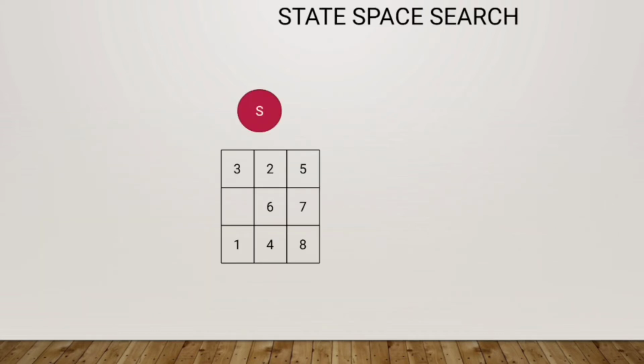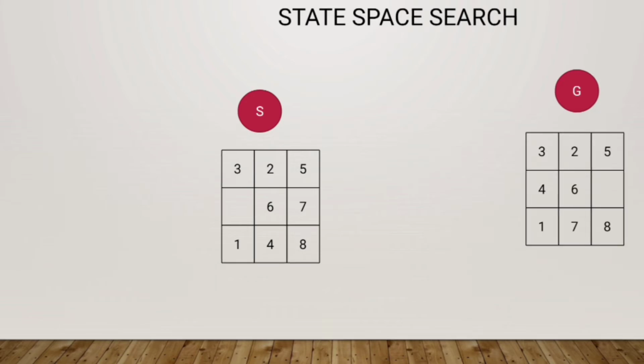So see, this is the initial state. This is an 8 square problem. You are given 8 squares where the numbers are given, and one of the squares is left out. So you need to reach the goal state. See, this is the starting state S, and G I represent as the goal state. The goal state will be like this. From the S state, I need to reach the goal state. How will I find the solution? That is the question here.